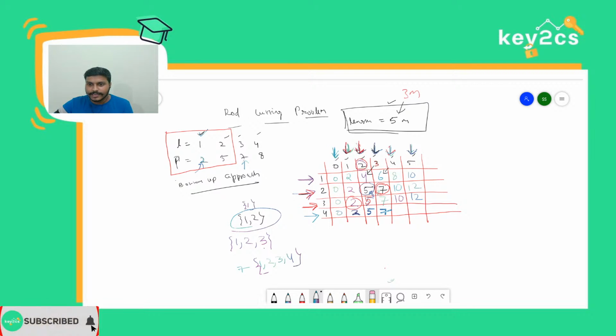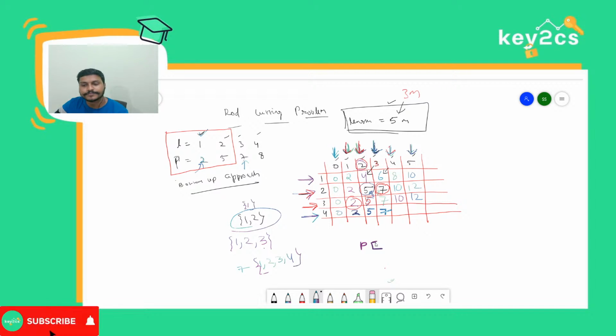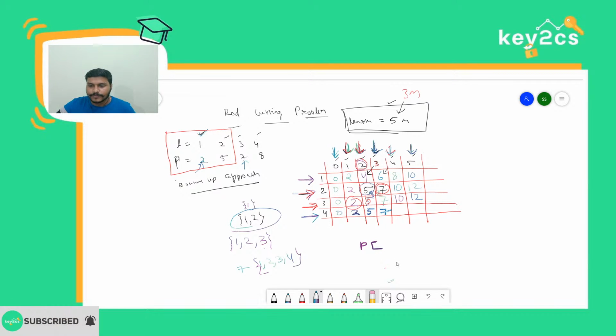If the column value is less than the row value, we just have to copy the previous row value. See this, guys. What I'm saying here is, if you consider this table as a 2D array, let's say the array is P.